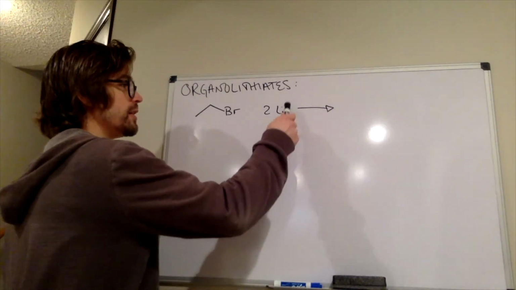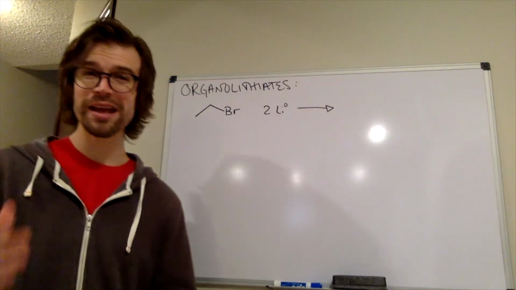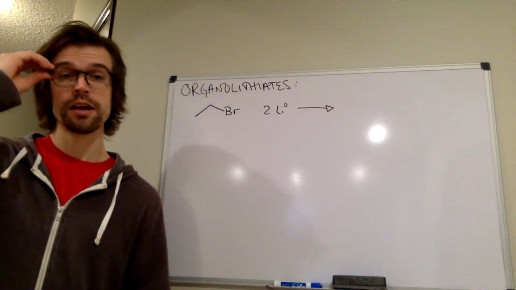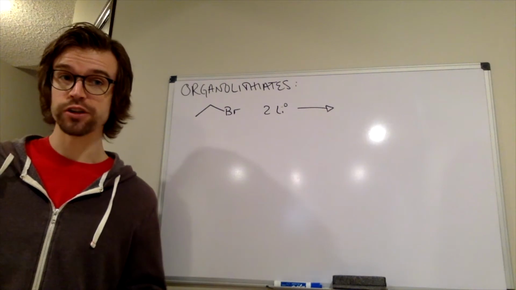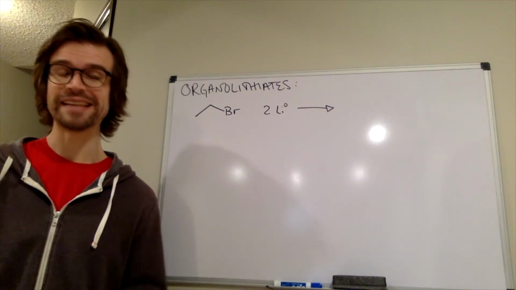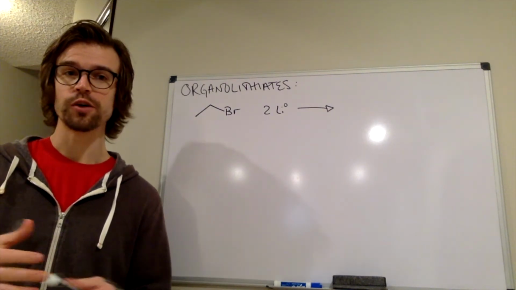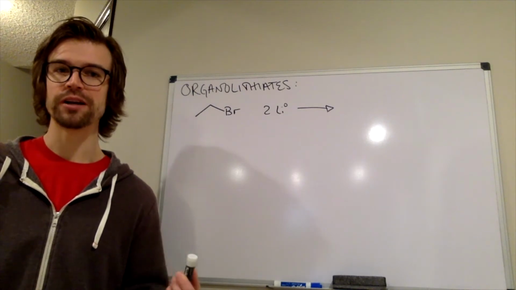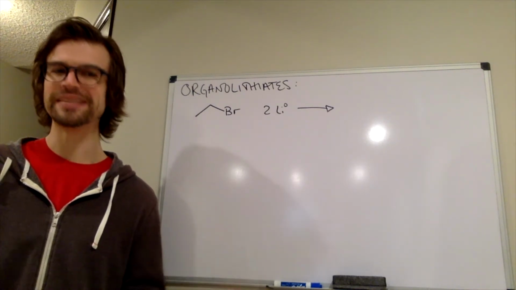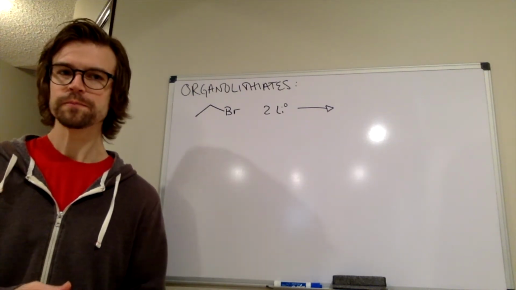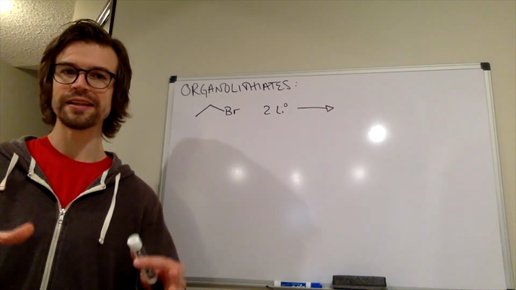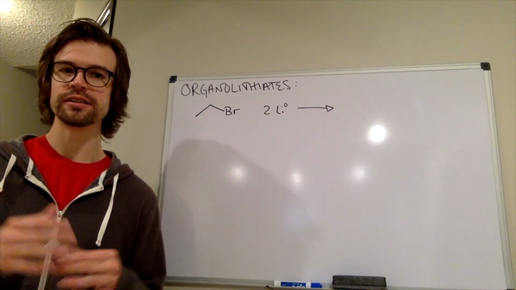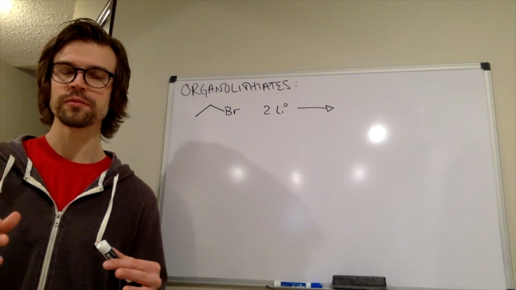So lithium 0. What does that 0 mean again? Think about that. It's not charged. So it means it's in its elemental form. So where is lithium on a periodic table? And is it very stable like that? What does lithium want to do to become stable?